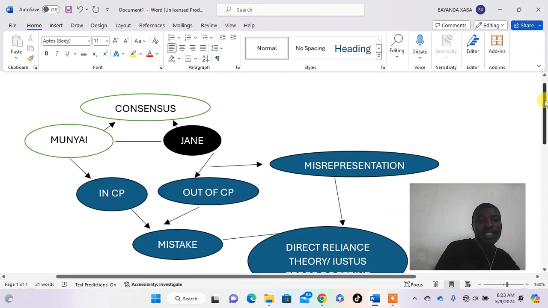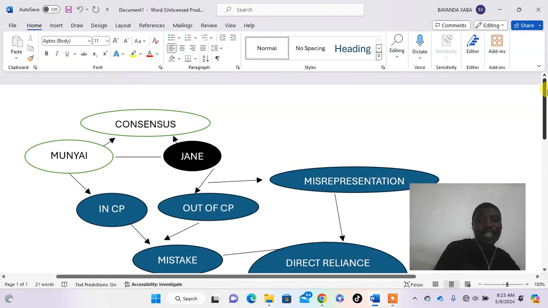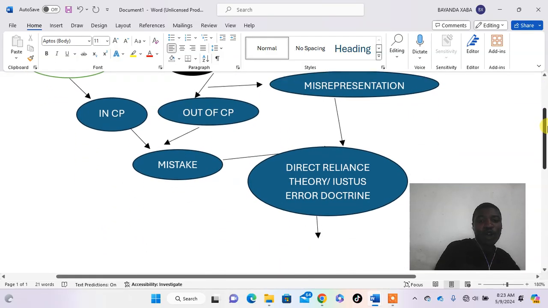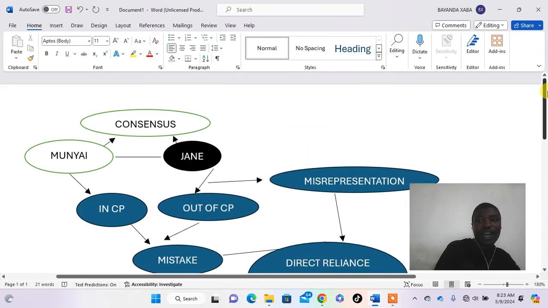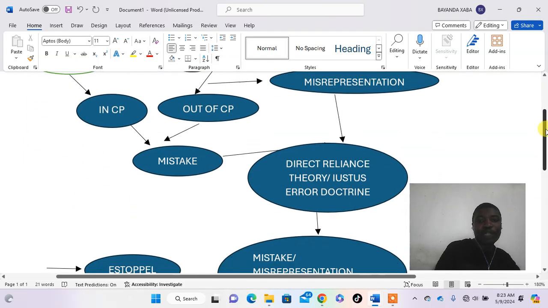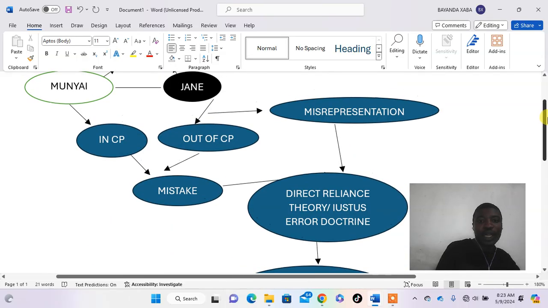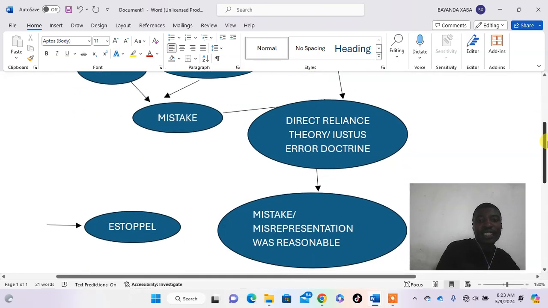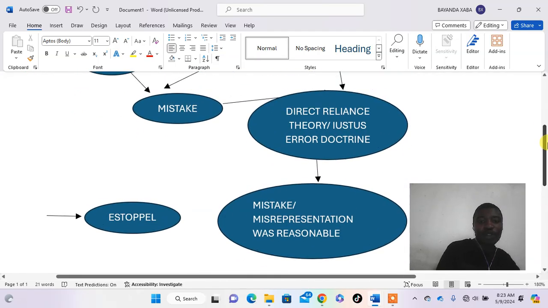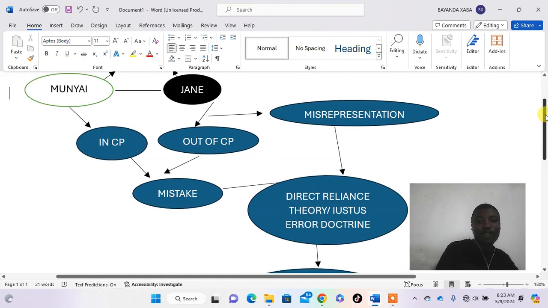So this is the basics of a contract that I showed you. If you read your book and you listen here, now you know the basics of a contract. And whenever you get a question now, you are able to write whether the contract was binding or not. If there's an absence of consensus, I've already shown you that it doesn't mean that the contract is invalid. There is the direct reliance theory or Instuas error doctrine, and the mistake must be reasonable. It means that the other party can be estopped.